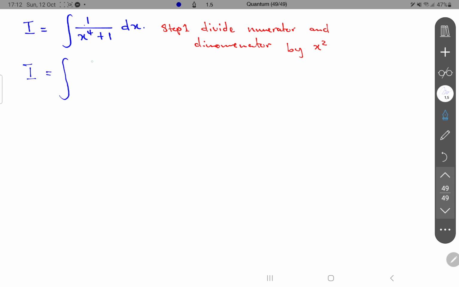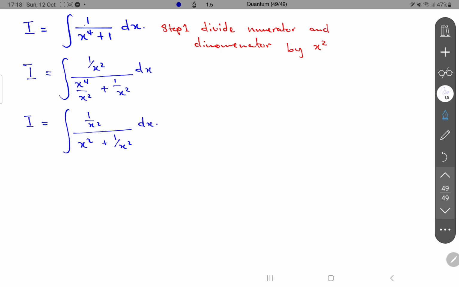In other words, I'm saying 1 over x squared over x to the power 4 over x squared plus 1 over x squared. So it can further be simplified as I is equal to the integral of 1 over x squared over x squared plus 1 over x squared dx.